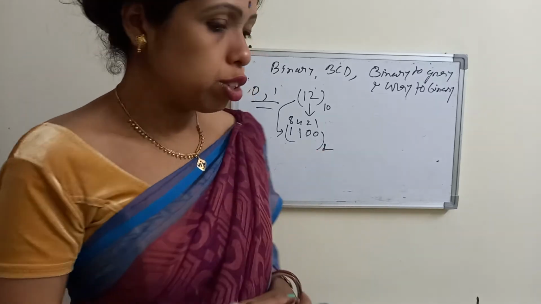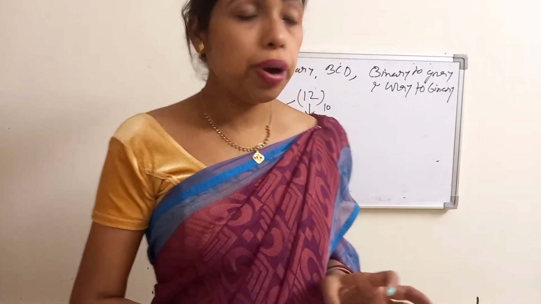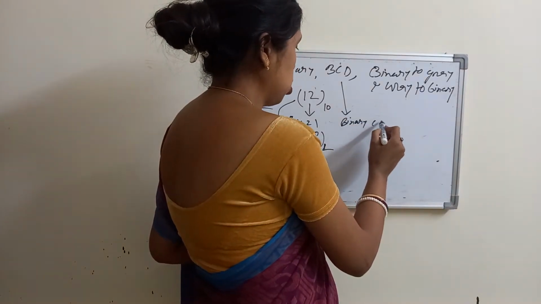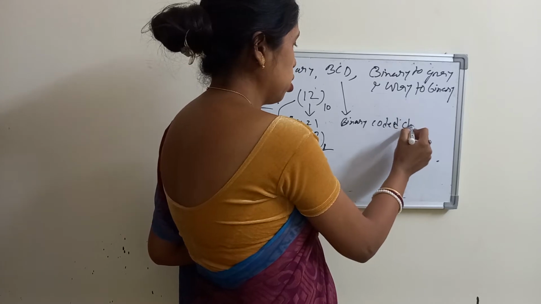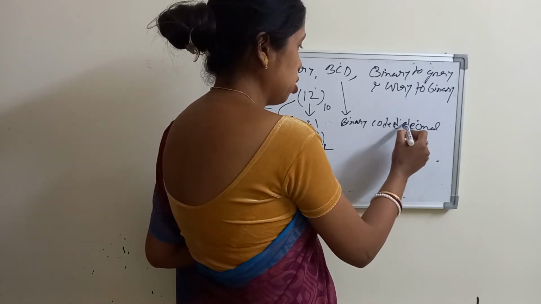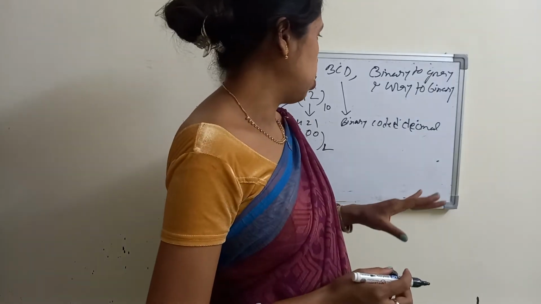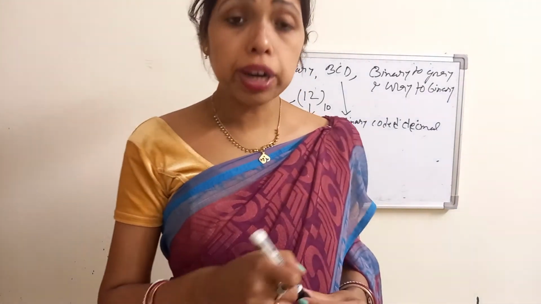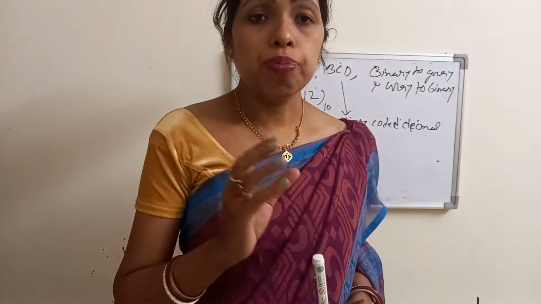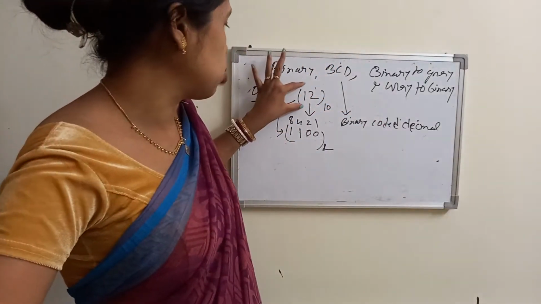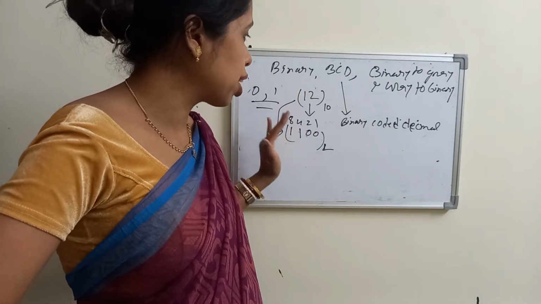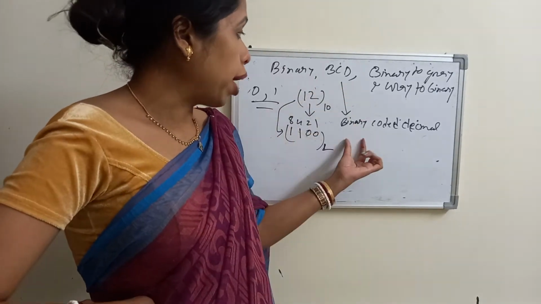Then when do we use the BCD number? The full form of BCD is binary coded decimal number. The name says it: whatever decimal numbers are there, each digit can be encoded into binary. Here also the decimal number is converted into binary, but there is a little bit of difference. With plain binary, the entire 12 is converted into binary.